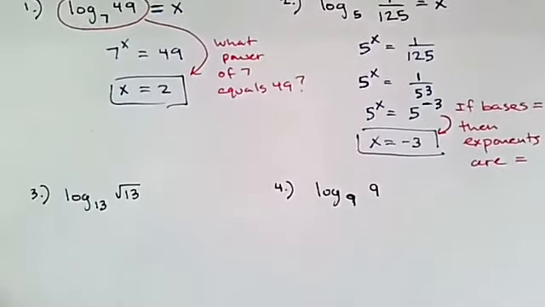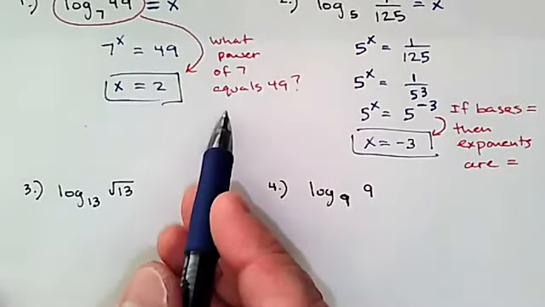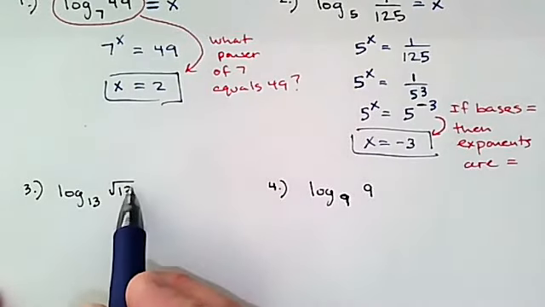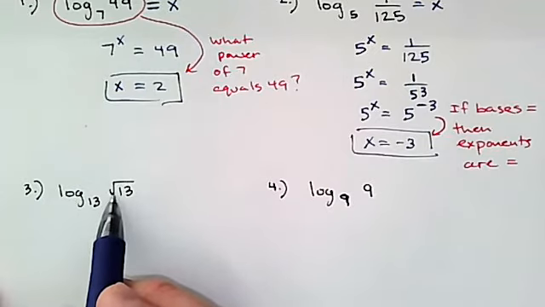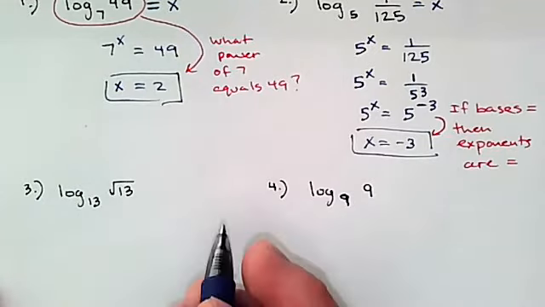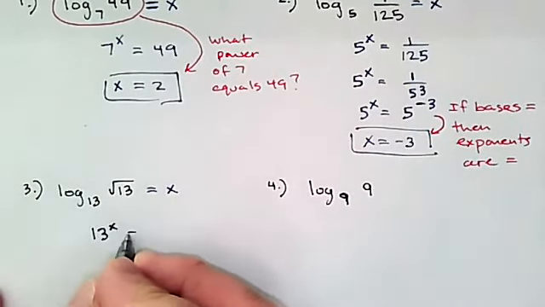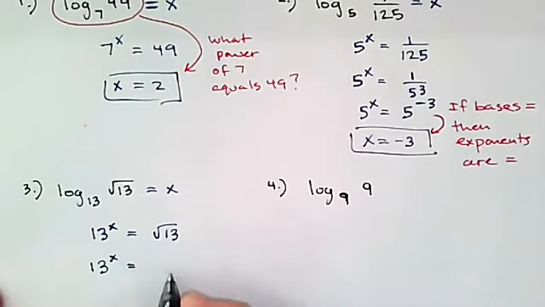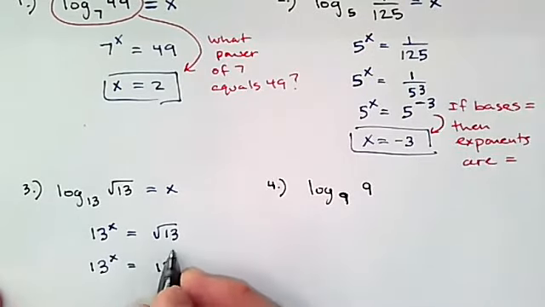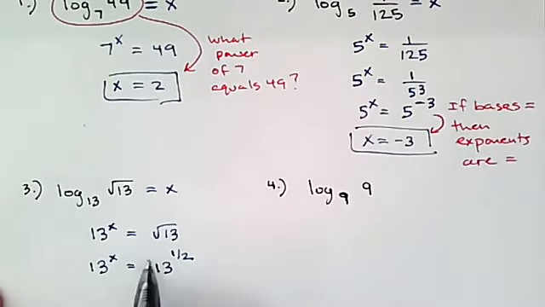Okay, let's try a couple more. Log base 13 of root 13. If I ask myself, what is it saying in words? It's saying what power of 13 gives me the square root of 13? Perhaps just saying that, you might know the answer. If not, we can always write this in exponential form. And at some point, you do have to realize that the square root of 13 really is, recall fractional exponents, 13 to the 1/2 power. So once again, my bases are the same. That means that x has to be equal to 1/2.